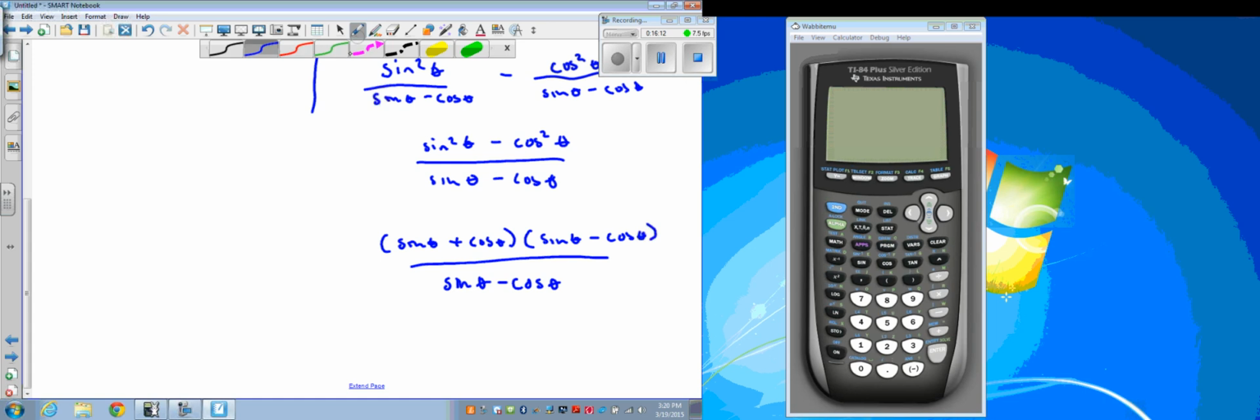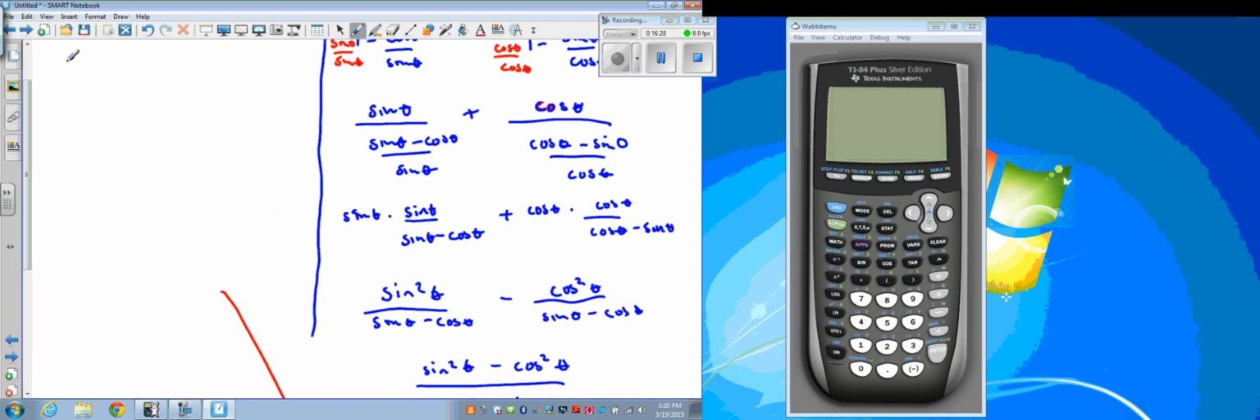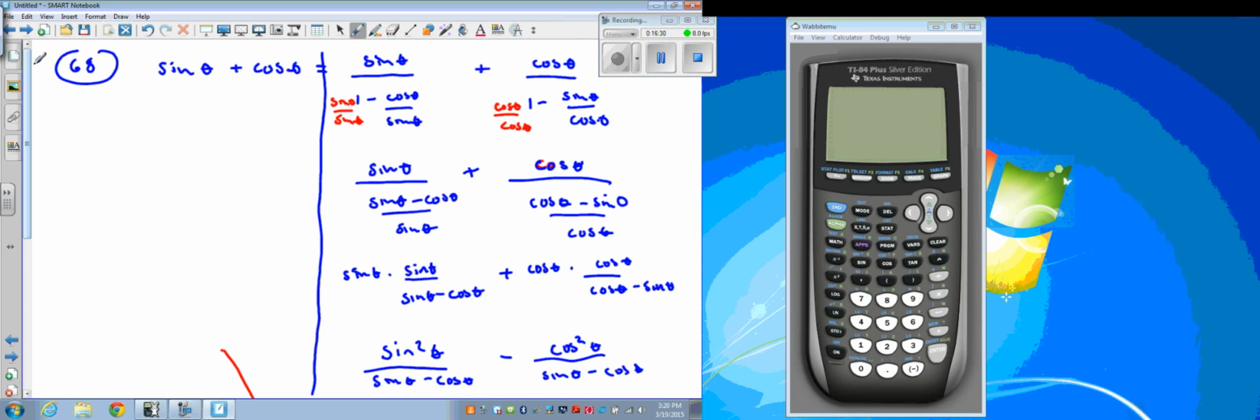And now this is the same as that, so they cancel, and then what I have left is that right there: sine theta plus cosine theta, and that is the same as what is up here, right? And therefore it's an identity.